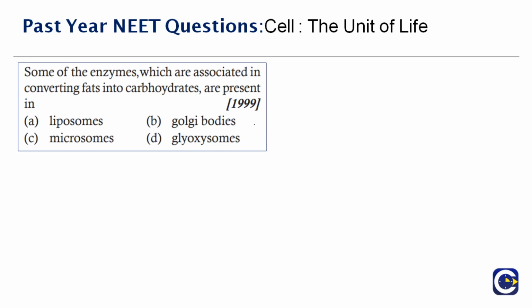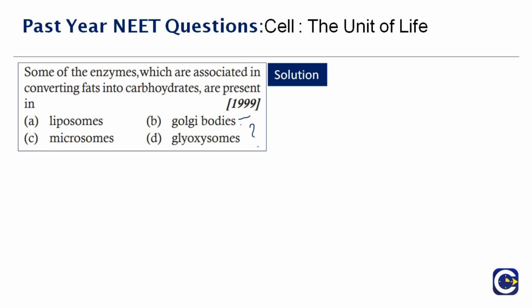Next question here. This question was asked in the year 1999. Some of the enzymes which are associated with converting fats into carbohydrates are present in dash. This question is also easy for you. If you clearly understand this, you're given four options here: liposomes, microsomes, Golgi bodies, and glyoxysomes. So we'll discuss one by one.